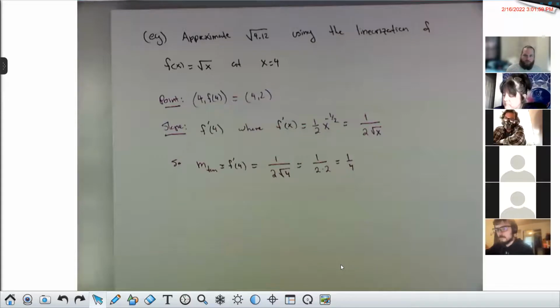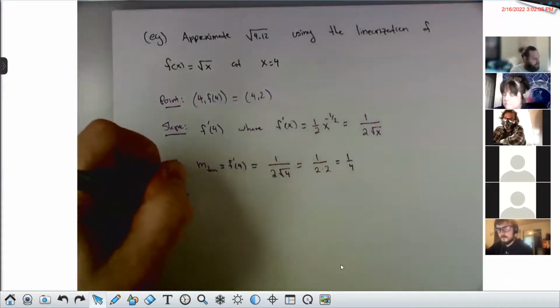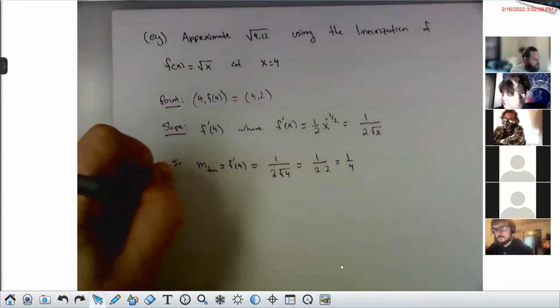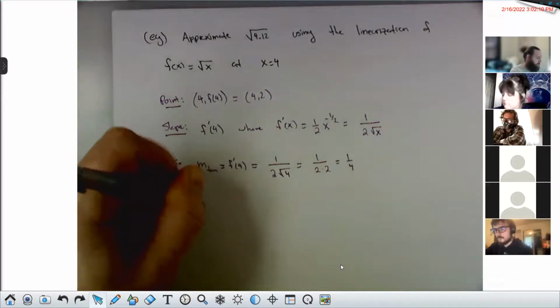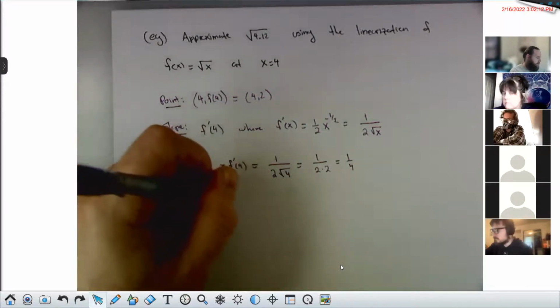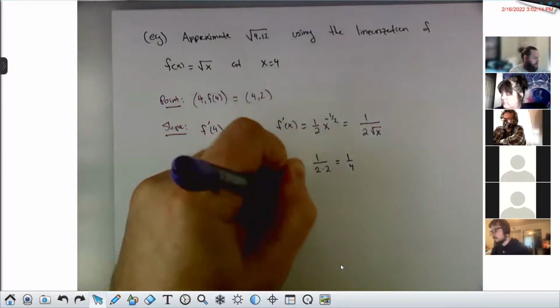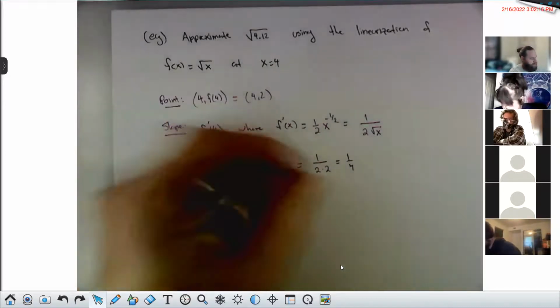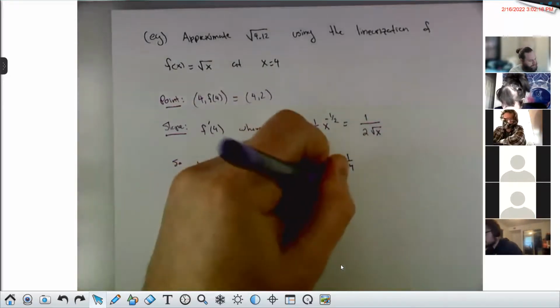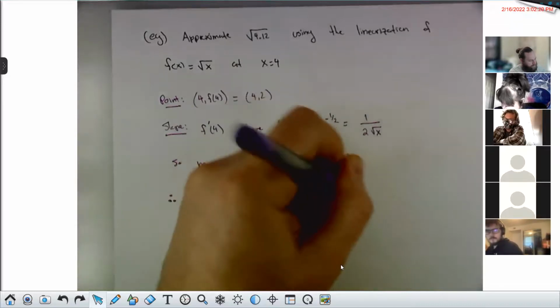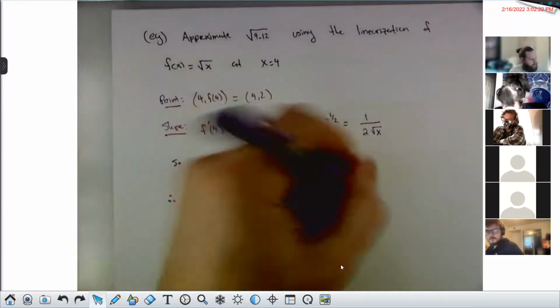Would you ever have believed in the first week of this class that we'd get tangent lines so quickly and nonchalantly? So the tangent line is y minus 2 equals 1/4 times x minus 4.